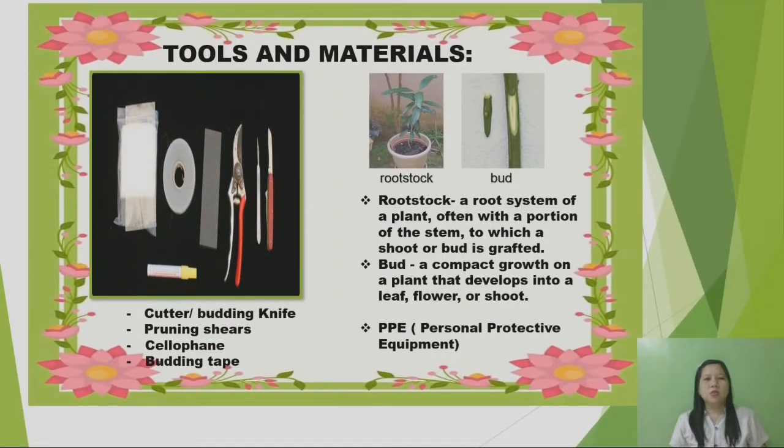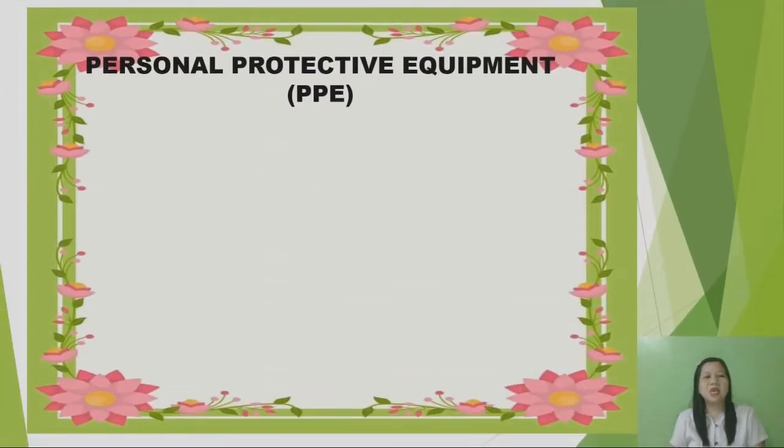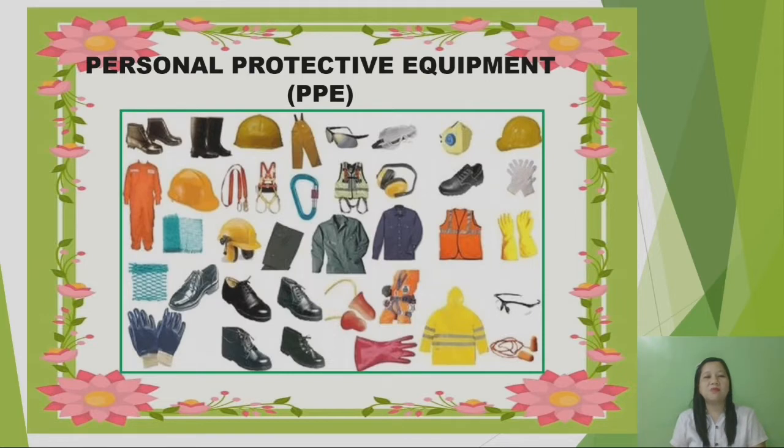Here are the tools and materials needed for budding: cutter or budding knife, pruning shears, cellophane, budding tape, rootstock, and bud. What is a rootstock? A rootstock is the root system of a plant, often with a portion of the stem to which a shoot or bud is grafted. A bud is a compact growth on a plant that develops into a leaf, flower, or shoot. We also need PPE, or personal protective equipment. Class, here are examples of personal protective equipment, or PPE.